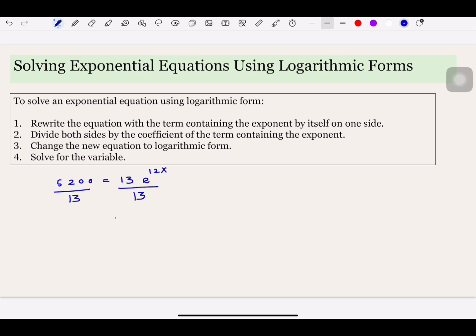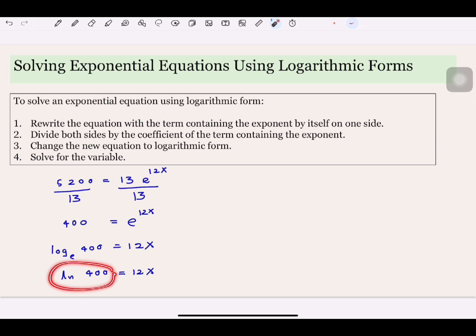In that case, you will get e to the power 12x on this side. And if you divide 5200 by 13, what do you get? You'll get 400. Okay, so now let's apply the logarithmic form. It's log base e of 400 is equal to the exponent 12x. Log e means it's ln 400 is equal to 12x. Now we can use the calculator to get ln of 400.